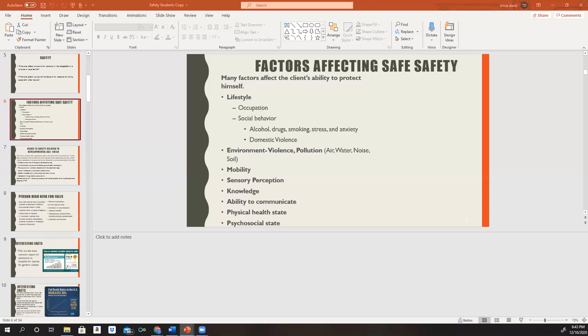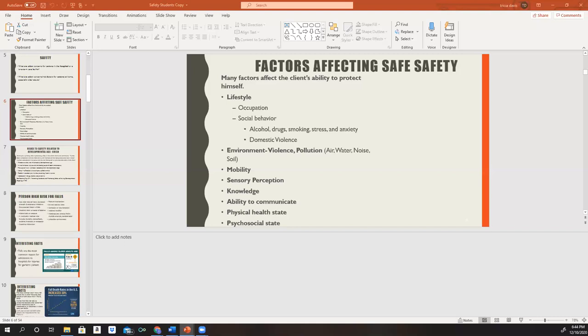What's your mobility situation? If your mobility is impaired in any way, shape, or form, you're automatically at risk for having an injury if you cannot walk properly. And then sensory perception. I think we talked about this before with our patients that have had chemo and our patients who have neuropathy because of diabetes. They don't have good sensory perception, like the feeling in their hands and feet. So it would be very easy for them to have some type of injury or trauma to their skin and not know that they had it.